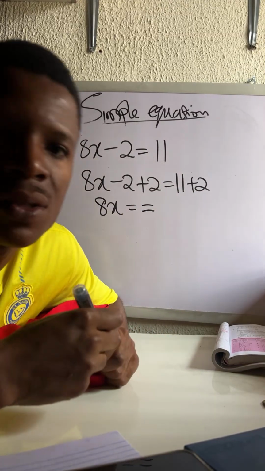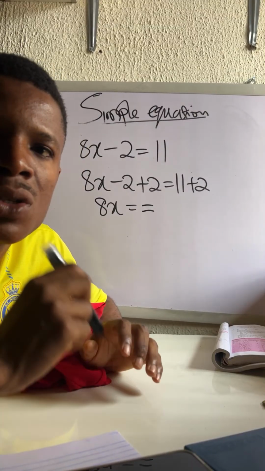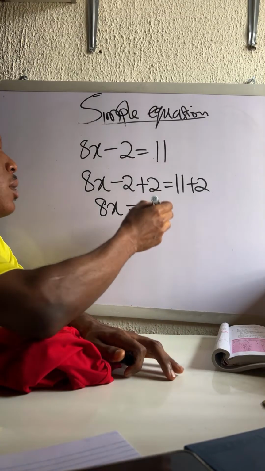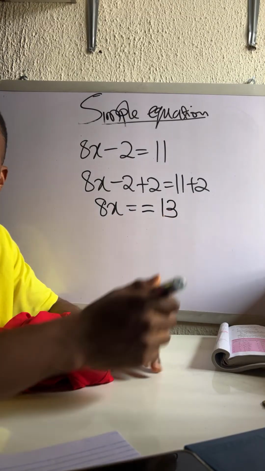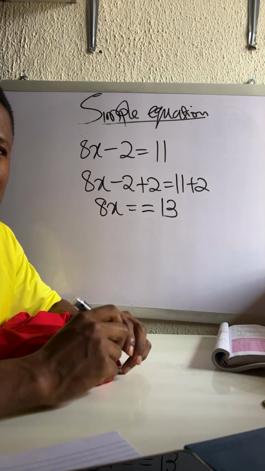What is 11 plus 2? Let me know the answer in the comments. Who is following us? 11 plus 2 is 13. Sarah, 11 plus 2 is 13, not 12.